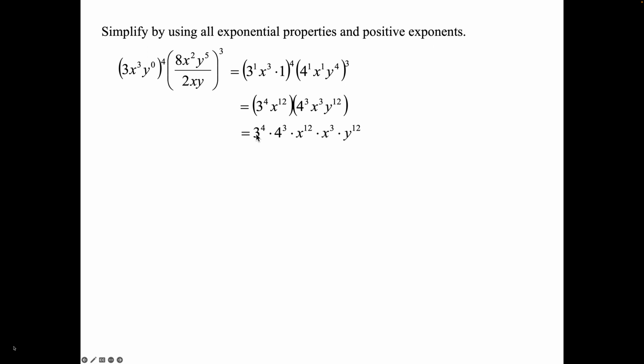And then 3 to the 4th, well, let's see. 3 times 3 is 9, times another 3, 27, times another 3 is 81. 4 times 4 is 16, times 4 is 64. Multiply these two together, 5,184, x to the 15th, y to the 12th.